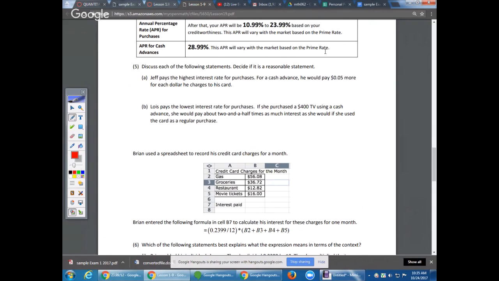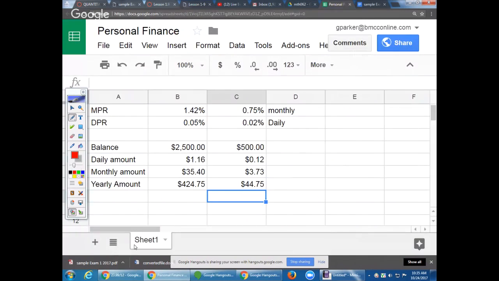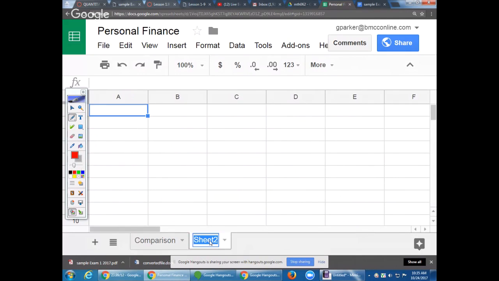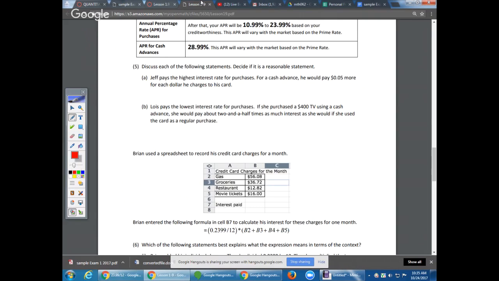And so credit card charges for the month. So let's see, this one right here is comparison. And then I need a new sheet, and we'll call this problem number 5, for lack of a better name. All right, so I got credit card charges for the month. And if you don't have a computer in front of you right now, then you're going to try and double check this calculation with your calculator.